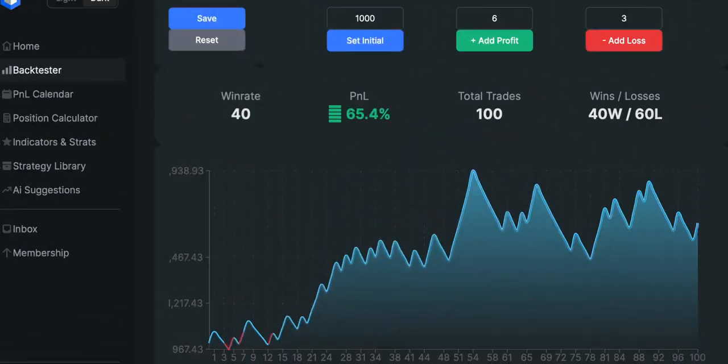Okay, so after testing our system 100 times, we finally have our results. We started our account with £1,000 and we were risking 3% per trade in order to make 6%. Our win rate is not even 50%, it's meant to be 100%. We gained 65.4% on our account.